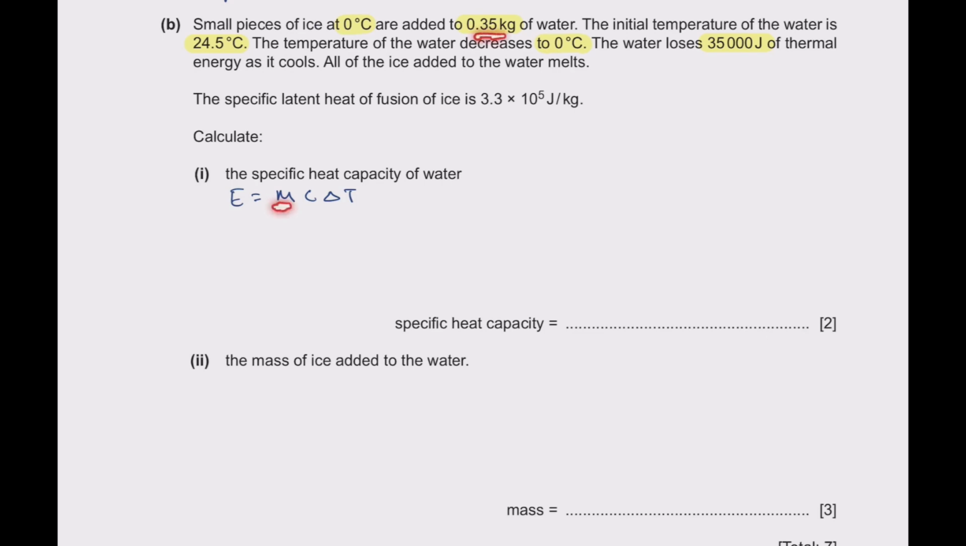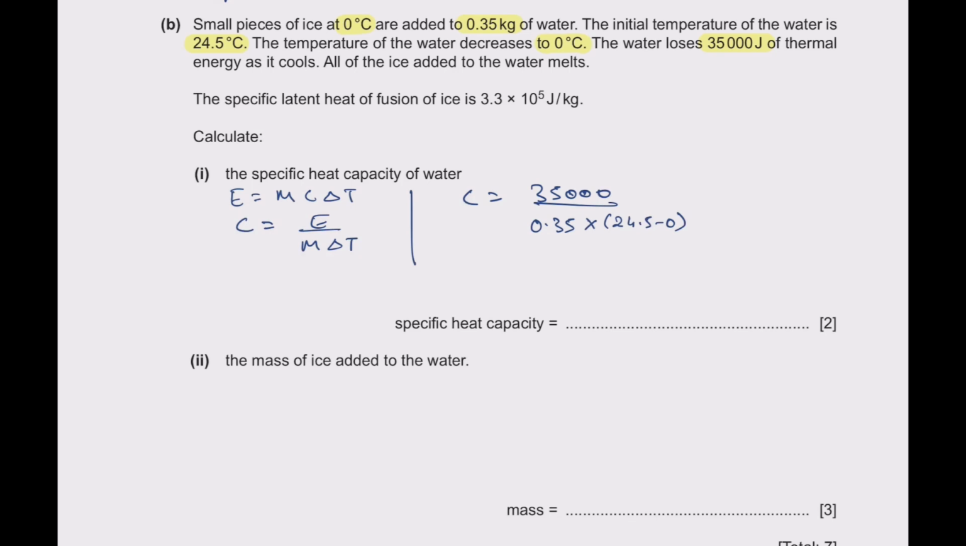Mass of water is also given to us. C, that is the heat capacity of water, we have to calculate, and delta T is the difference of the temperature. The initial temperature was 24.5 degrees and it decreases to 0 degrees. So delta T is also given to us. So by rearranging, C is equal to E upon m into delta T. Now just putting in the values, E is 35,000, m is 0.35, into delta T, that is 24.5 minus 0, that is nothing but 24.5 only.